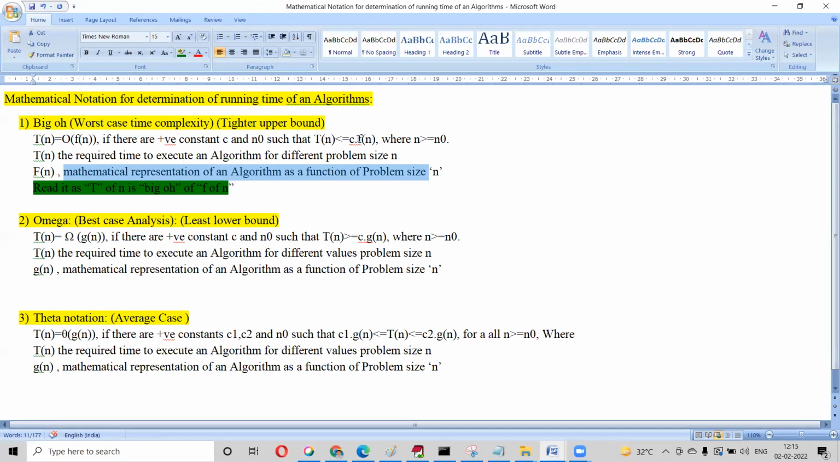f of n is the mathematical representation of your algorithm as a function of problem size n. So what is f of n? We are representing the problem, in terms of problem size, in mathematical notation.